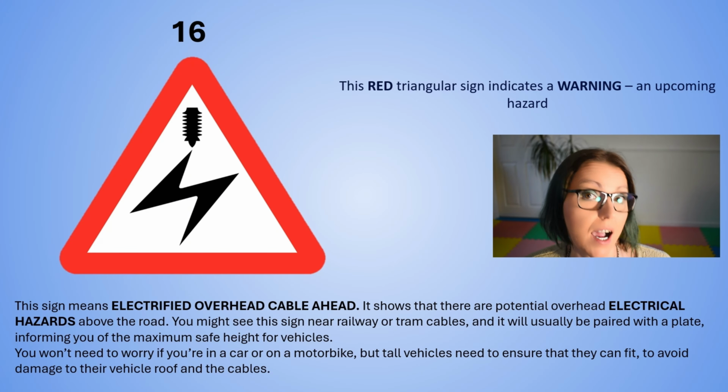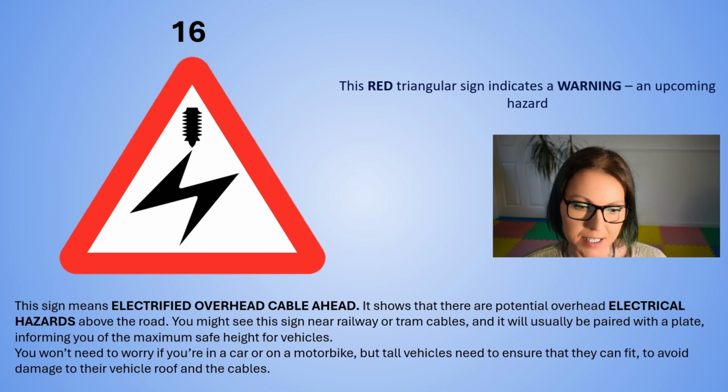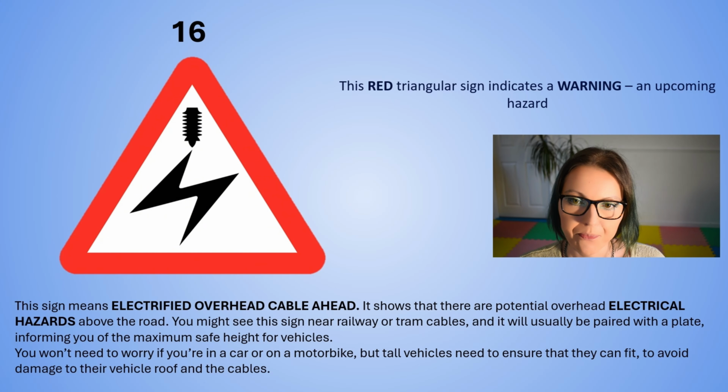You might see this sign near railway or tram cables, and they will usually be paired with a plate informing you of the maximum safe height for vehicles. You won't need to worry if you are, for example, in a car or on a motorbike, but tall vehicles such as lorries, they need to ensure that they can fit to avoid damage to their vehicle roof and the cables.